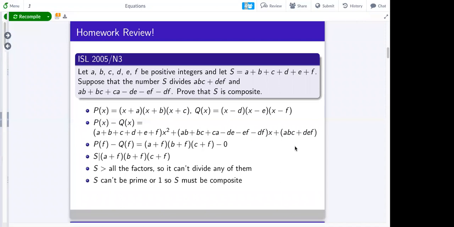So that's it for our homework review for today. If you guys do the homework for next class, we can discuss more questions for next week. So that's it. Now we're going to go to the actual lesson.